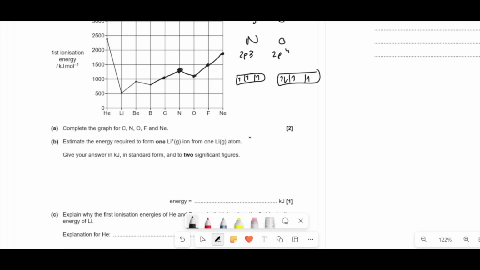So if you look at lithium, its first ionization energy is 500 kilojoules per mole, right? The question's asking you for one ion though, right? This is one whole mole of them. So we need to divide that by Avogadro's constant, because remember, a mole is 6.02 times 10 to the 23. So if you do that, you get 500 divided by 6.02 times 10 to the 23, and that gives you 8.3 times 10 to the minus 22 kilojoules. So make sure you really read the question carefully and understand that a mole is literally just a number of particles.